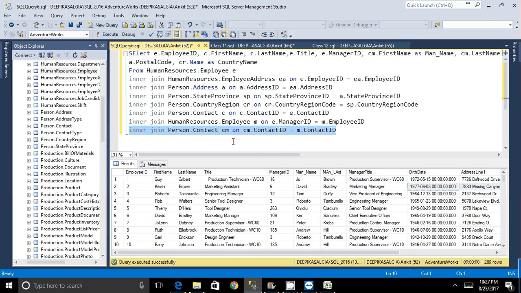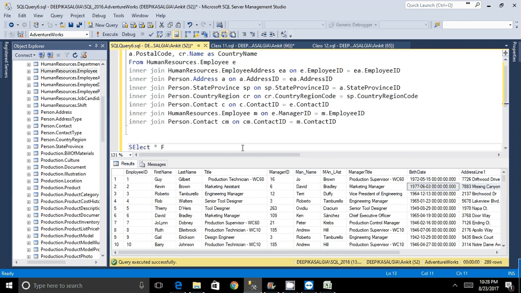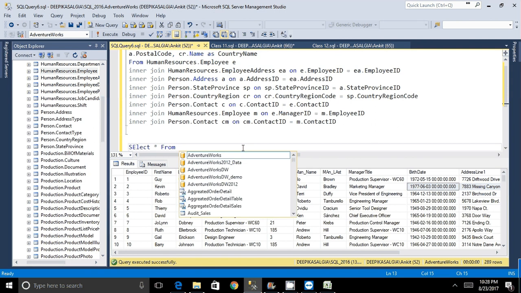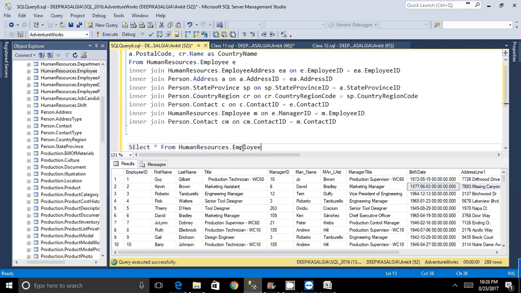All right, so now let's talk a little bit about subqueries. In one of the classes we have done this: you have to find out how many employees work under a manager. For right now, just keep this query aside. Let's say I have this table: select star from HumanResources.Employee. Then we're going to write a subquery, and then we're going to join the subquery with this table.